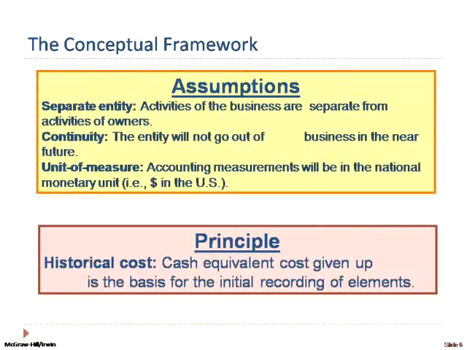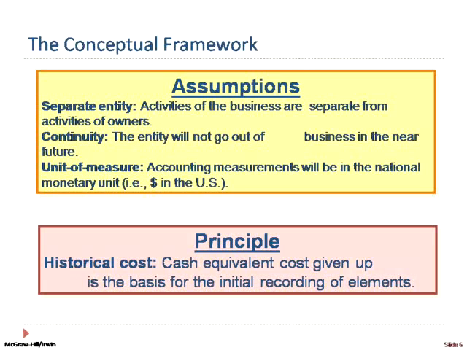The first is the separate entity assumption. This assumption states that activities of the business can be separated from activities of the owners of that business. The second assumption is the continuity assumption. In the absence of information to the contrary, we assume that the business will operate into the foreseeable future.